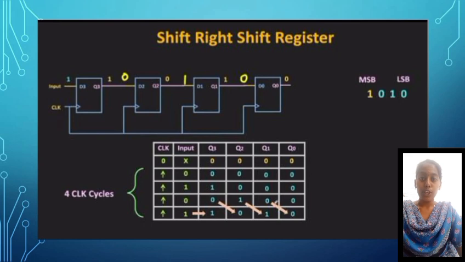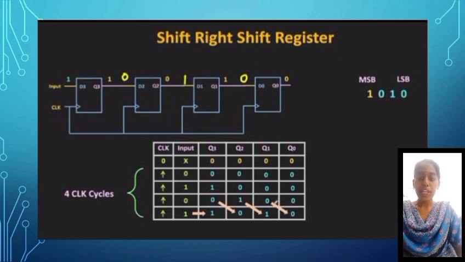And now we give clock pulse 1 and input as 1 to the first flip-flop. On the first clock pulse, the input 1 enters Q0. So now Q0 equals 1 and the others remain 0. Next, I will give clock pulse 2, input as 0. On the second clock pulse, the previous bit shifts to Q1. So Q1 equals 1, the new input 0 enters Q0, and Q2 and Q3 are still 0.